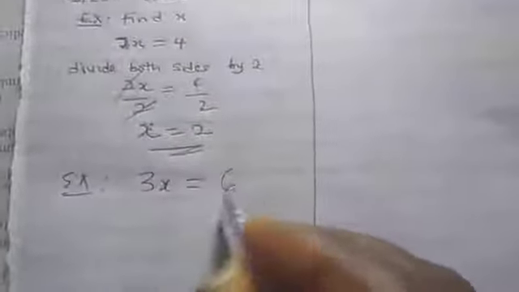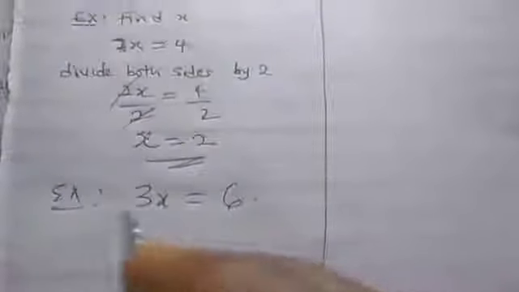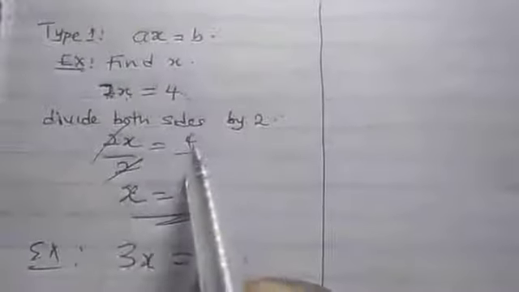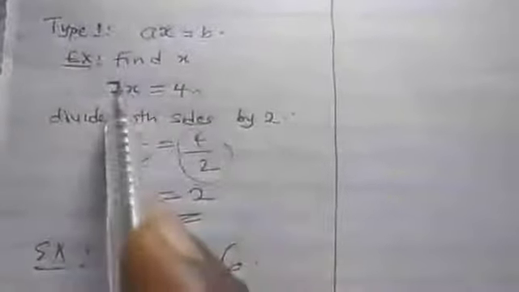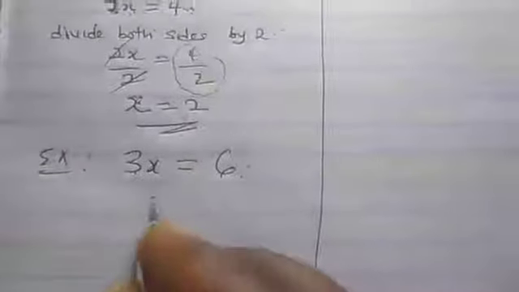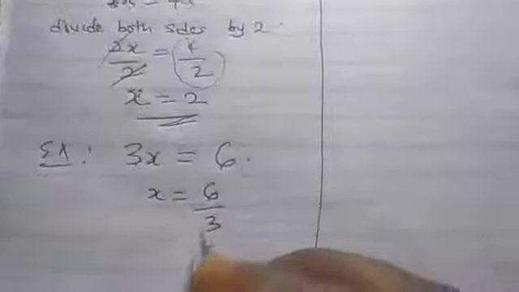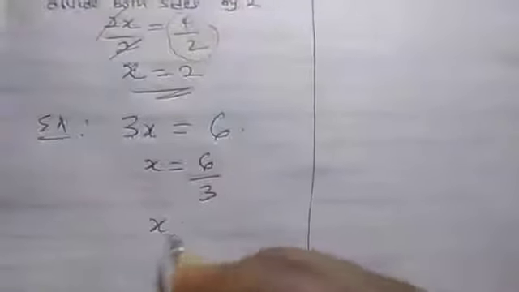If we consider another one, let's say we have 3x = 6. So it's still the same type: a number times x is equal to another number. You see what we did here: x is equal to 4 divided by 2, so in this case, x will be equal to 6 divided by 3. That is how to do it. Therefore, x is equal to 2.